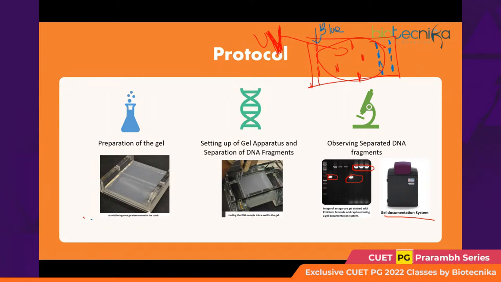Okay, and how are you getting it? Because of ETBR, which has intercalated with the DNA. So bromophenol blue will give you the idea of when to stop the electrophoresis, and ethidium bromide will help you in locating the exact position in the gel of the DNA fragment.